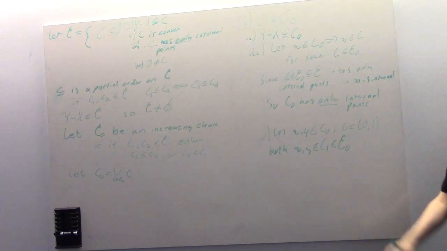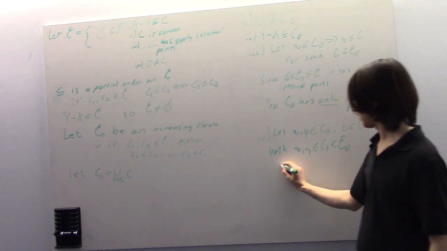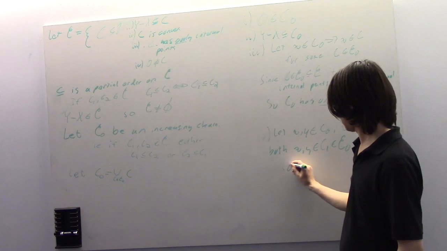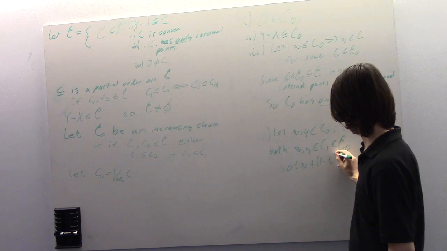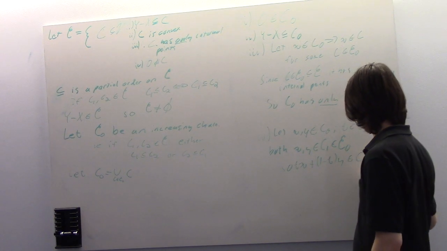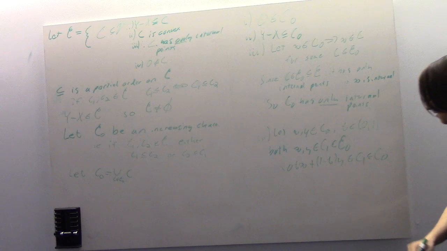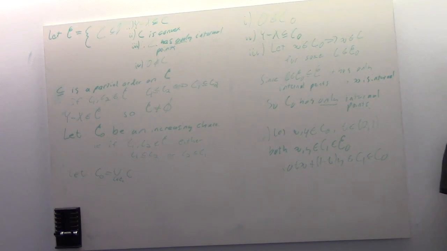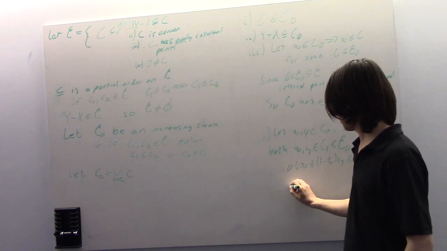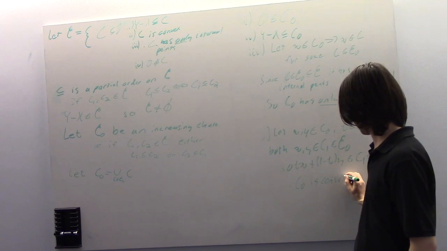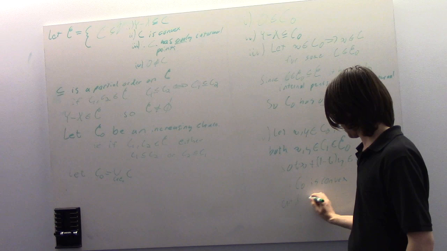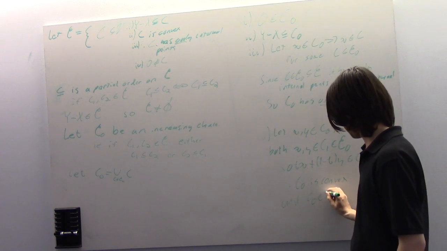But C1 is convex. So tx plus (1 minus t)y is still in C1, which is contained in C0. This is true for any x and y, and any t from 0 to 1. Therefore, C0 is convex. And C0 is an element of script C.